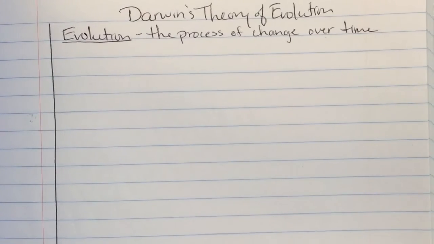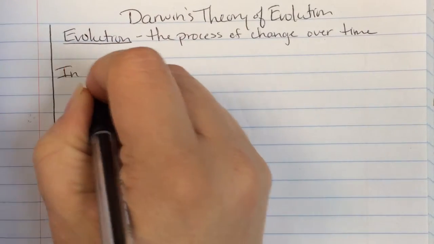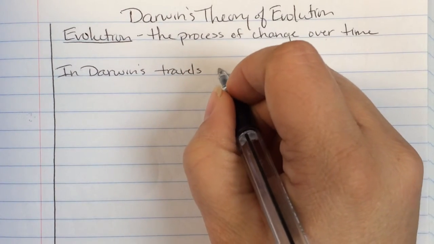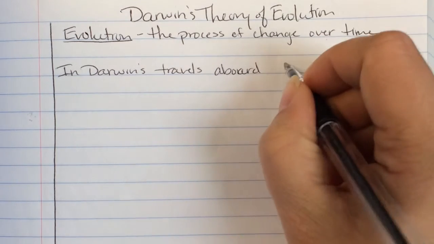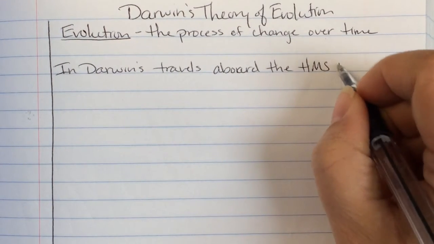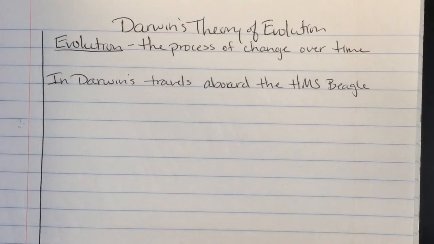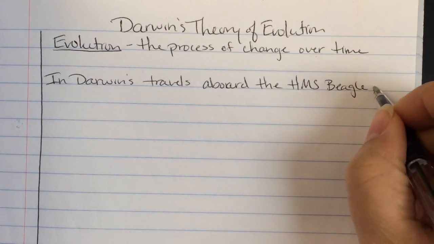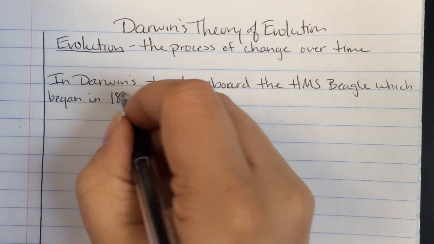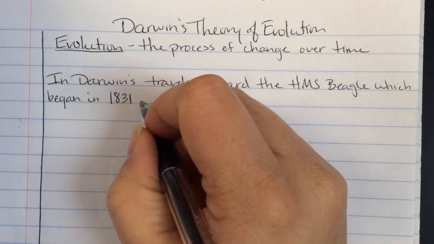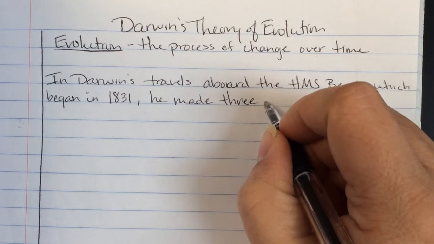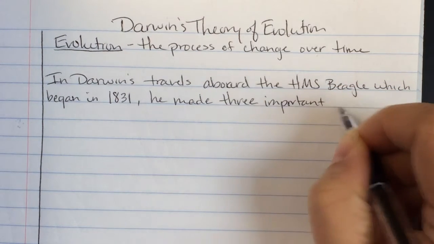So let's mention a little bit about Darwin himself. So in Darwin's travels aboard the HMS Beagle. That doesn't mean that he rode a dog around. The Beagle is a ship. In Darwin's travels aboard the HMS Beagle, which began in 1831, quite a while ago, he made three important observations.